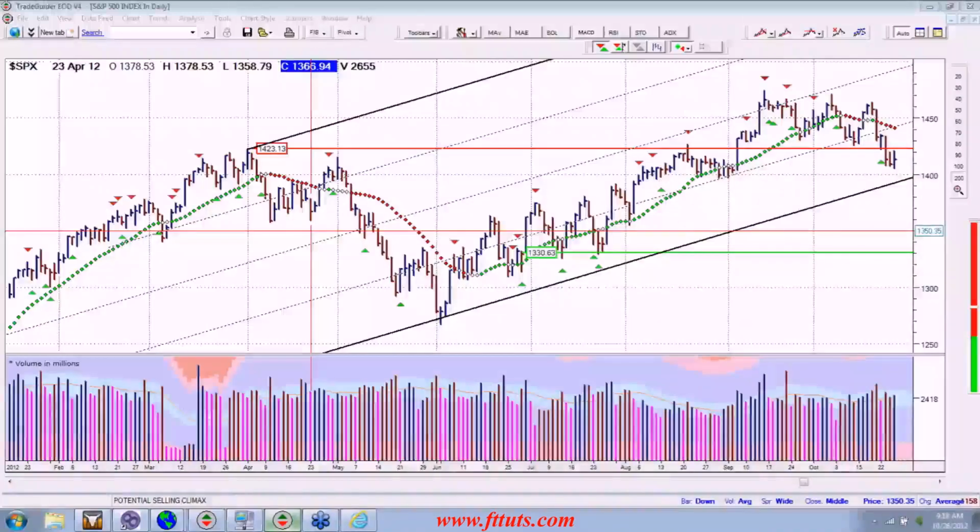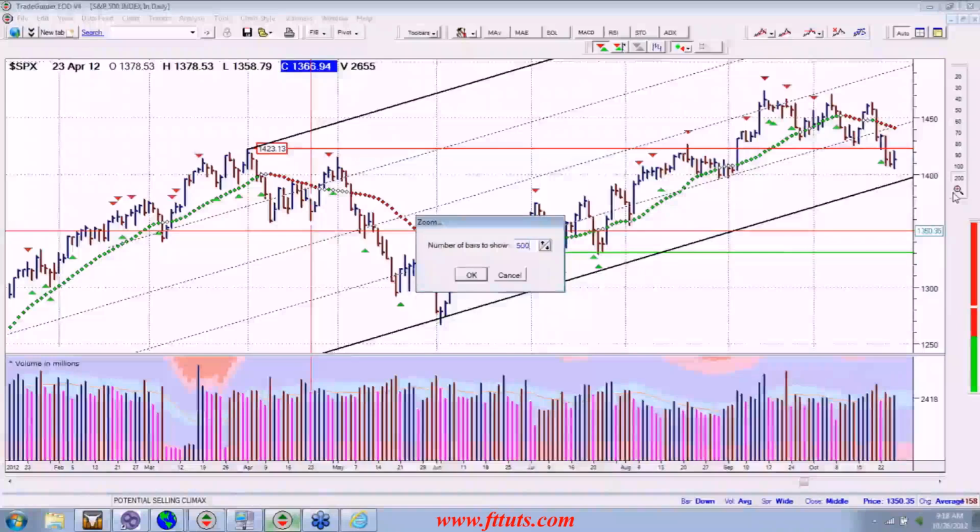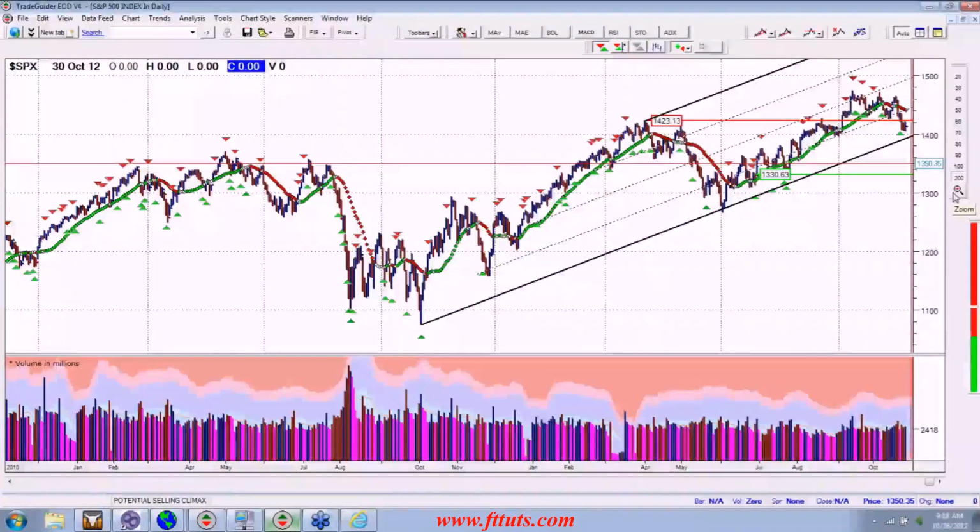So let's just observe a few points about this market. Let's put up 500 bars so we get a bigger picture. Now, I'm assuming we're all in agreement that the overall trend on this chart is up. There's no doubt about that. Does everyone agree with that? That the trend from here to here is definitely up. Yeah? You all agree with that? Yeah. So the long-term trend is most definitely up.